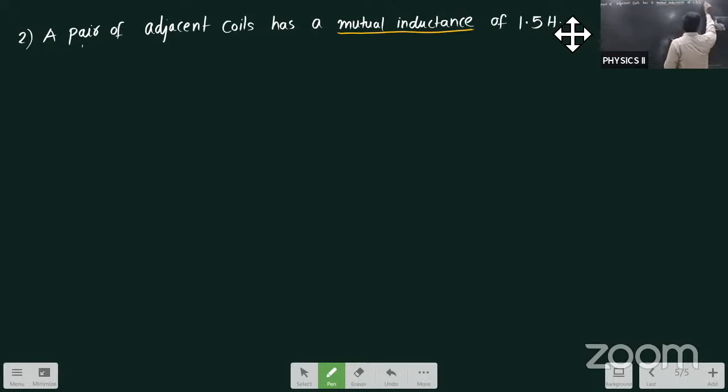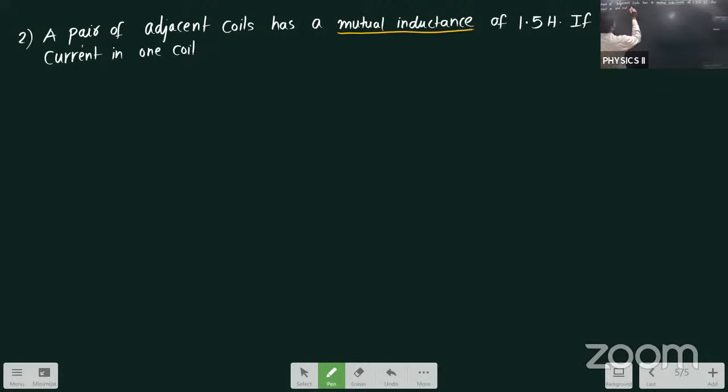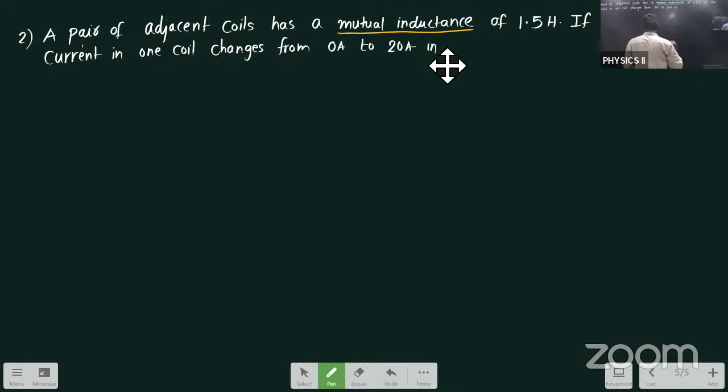If the current in one coil changes from 0 amperes to 20 amperes in 0.5 seconds. In 0.5 seconds.